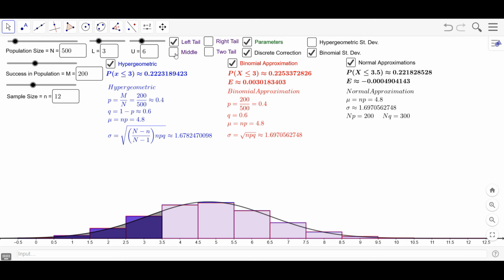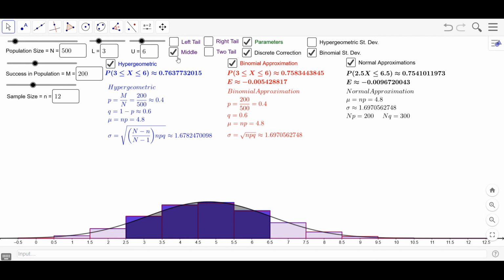Okay, but we could also look at, say, a middle value here. In this case, the hypergeometric standard deviation was a little better than the binomial. The discrete correction was way better. If you look without the discrete correction, this is off by a bunch.